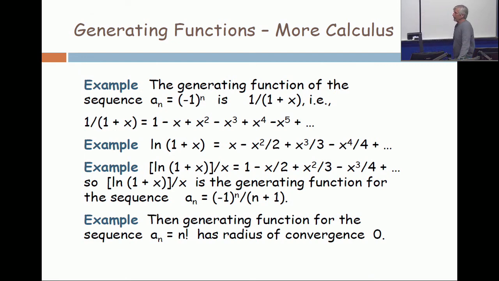All right, now, let's integrate both sides. So the antiderivative, the integral of 1 over 1 plus x dx, is the natural log of 1 plus x. And the integral on the right-hand side is x minus x squared over 2 plus x cubed over 3, et cetera, et cetera. Now, there's a constant floating around in there. But what is that constant?